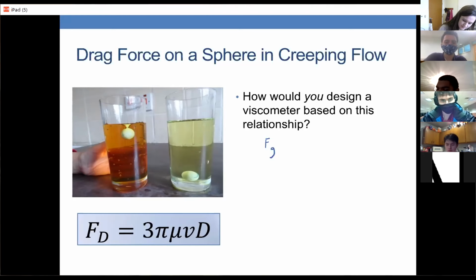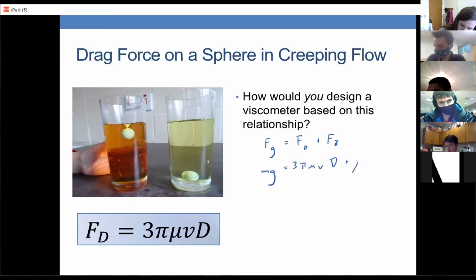So you would say force gravity is equal to force drag plus the buoyant force. And when I put this in, you would say the mass times gravity equals 3 pi mu v d plus rho of your fluid times the volume times g.